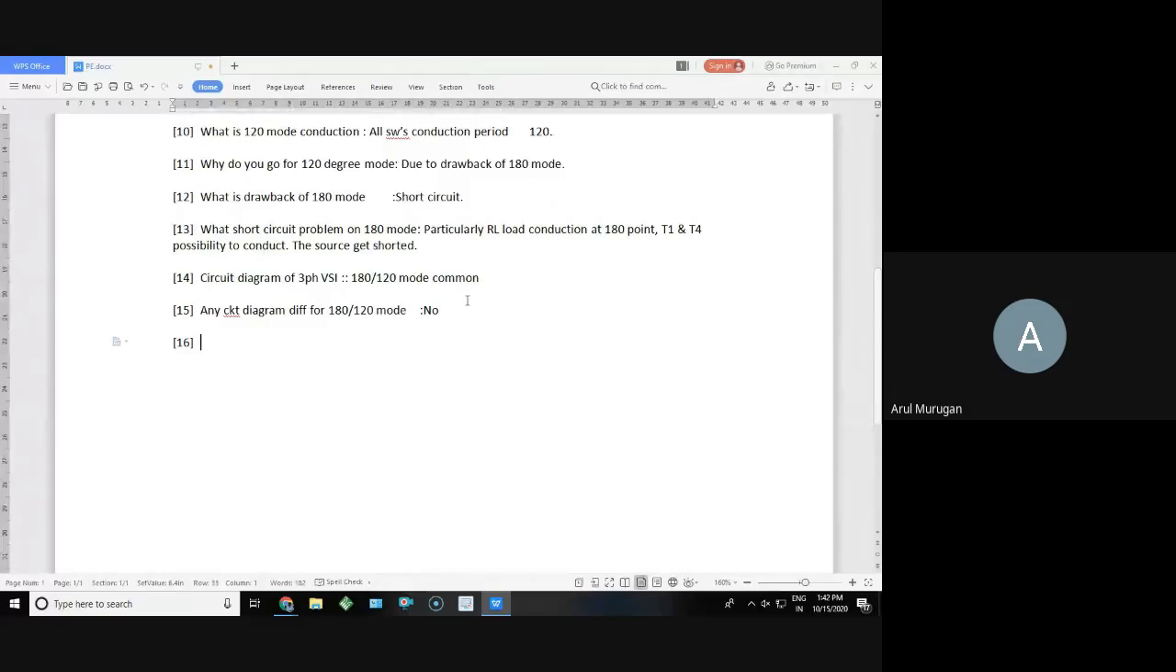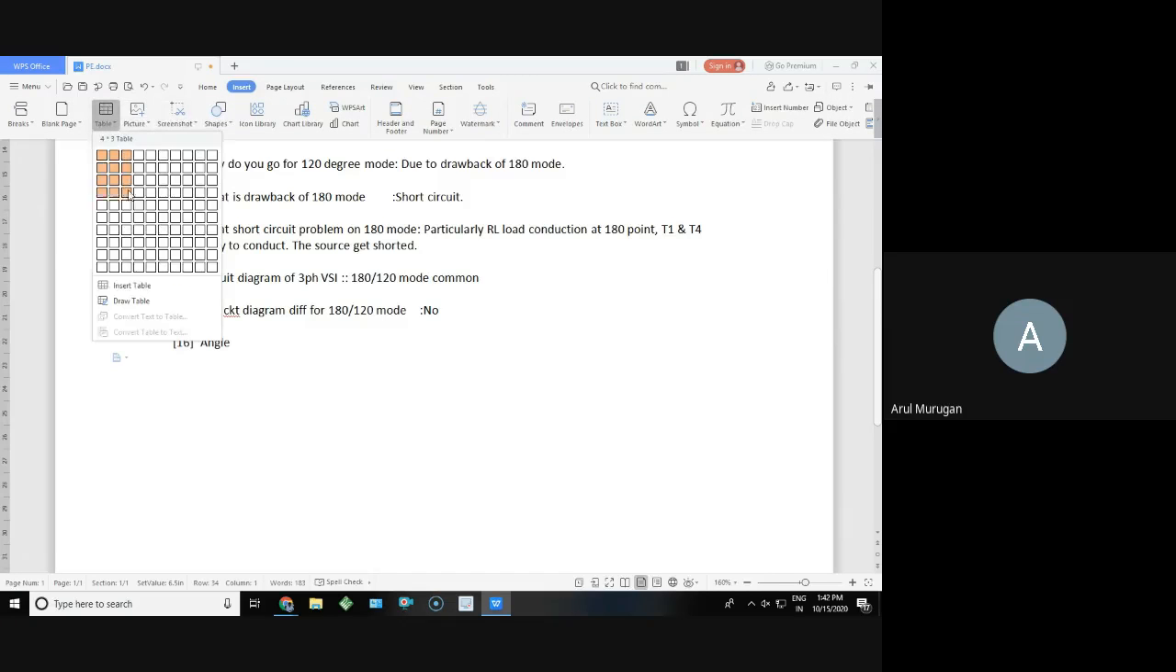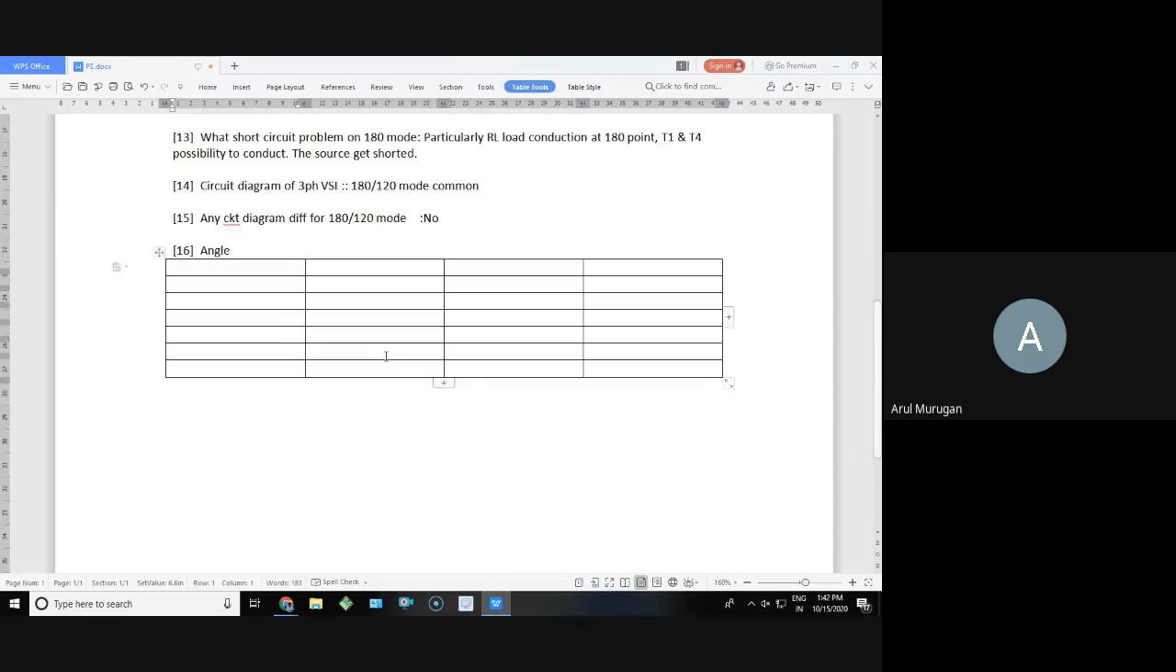Next is the delay angle, or firing angle. We are going to see how to apply the angle. So I am going to form a table. First I will write the serial number. There are 6 modes, 1, 2, 3, 4, 5, 6.